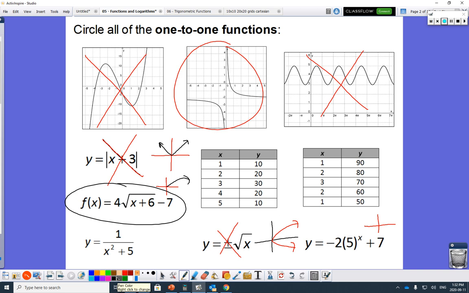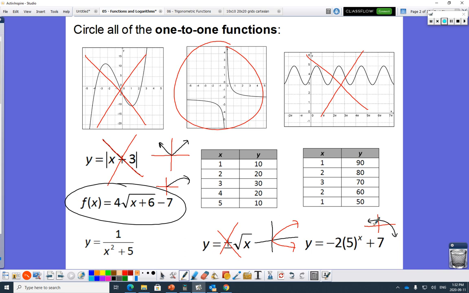-2, 5 to the x. What do exponential functions look like? Sort of level out on one side and take off out the other. These are exponentials. This one happens to be upside down, up at 7, so I'd need a pretty good graph of it if I had to do domain and range. I don't need to do that here.